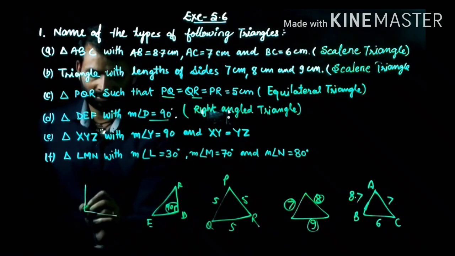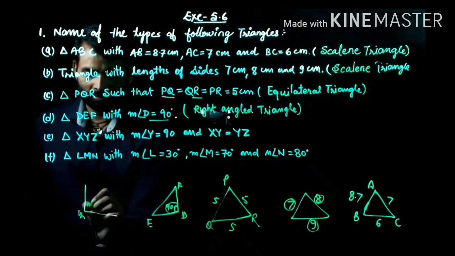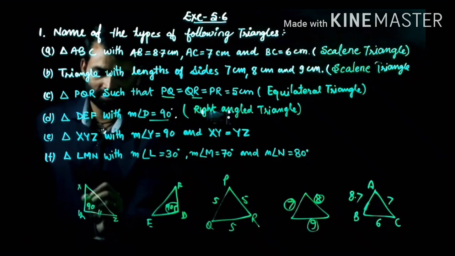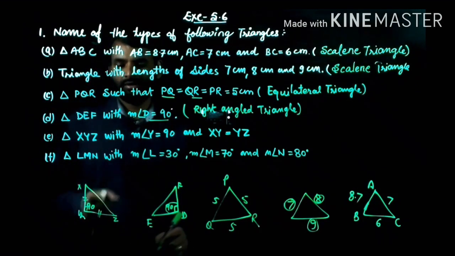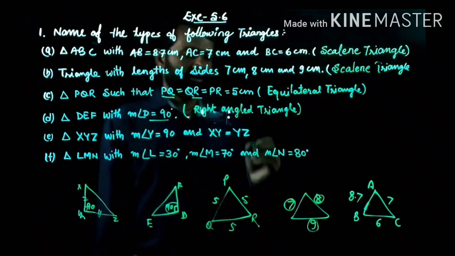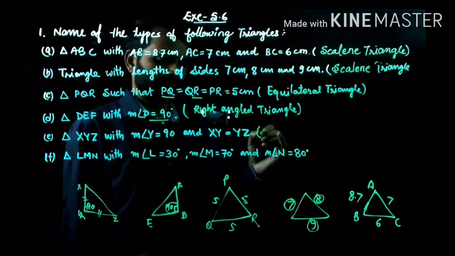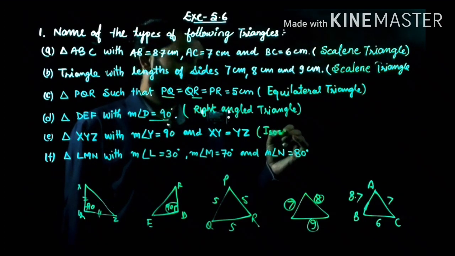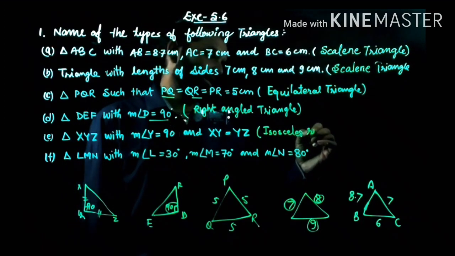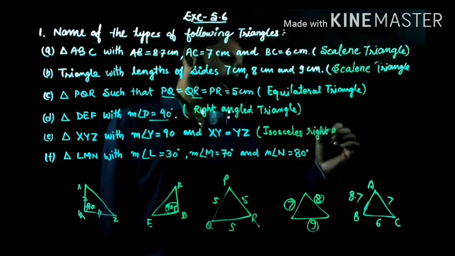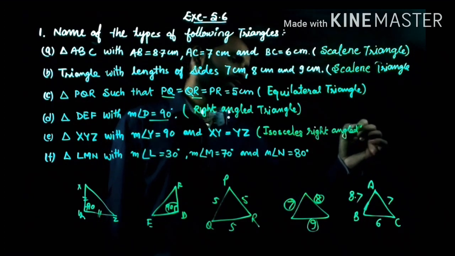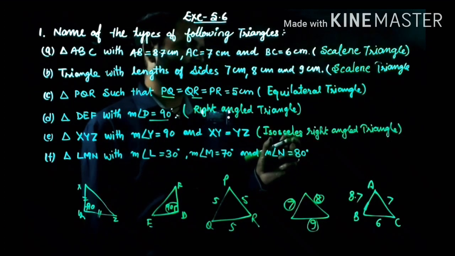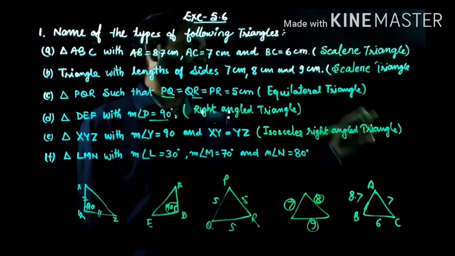The two equal sides are XY and YZ. Y is the angle of 90. This is Z and X, joined by a line. This side and this side are equal, and there is a 90 degree angle. So the triangle has one 90 degree angle and two equal sides. The name of the triangle is isosceles right angle triangle.